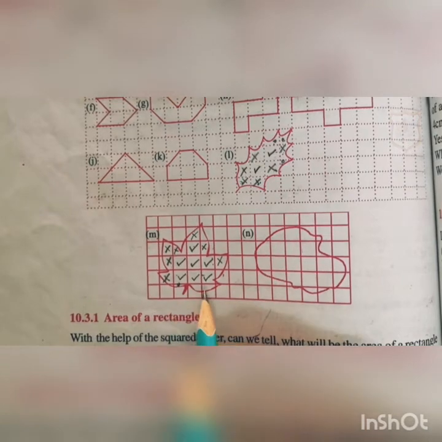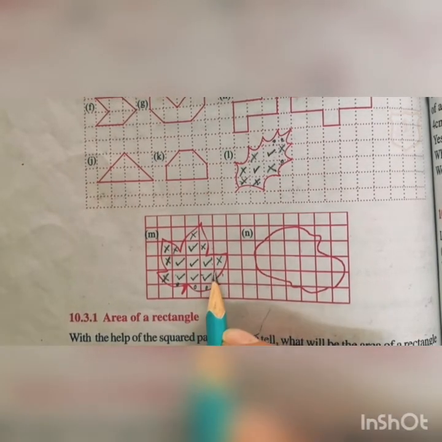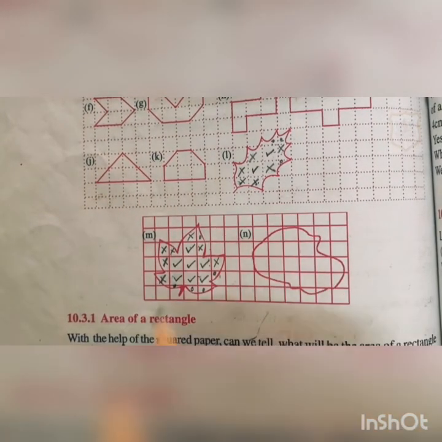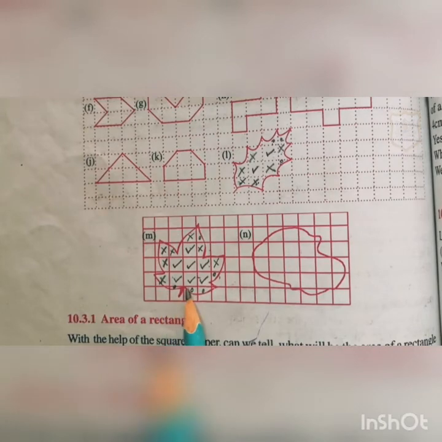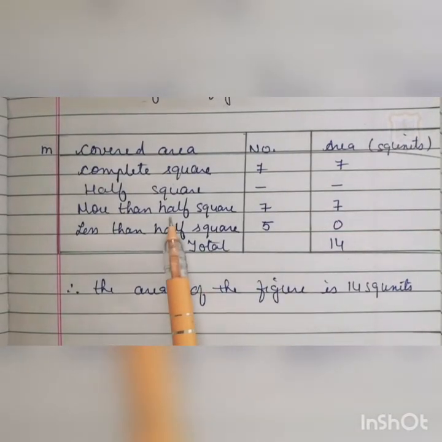Now less than half square, this is less than half square. Again this one is less than half square. This one is also less than half square, and this again less than half square. So we can count how many less than half squares there are. We will ignore these less than half squares. Now we'll put it in table form.